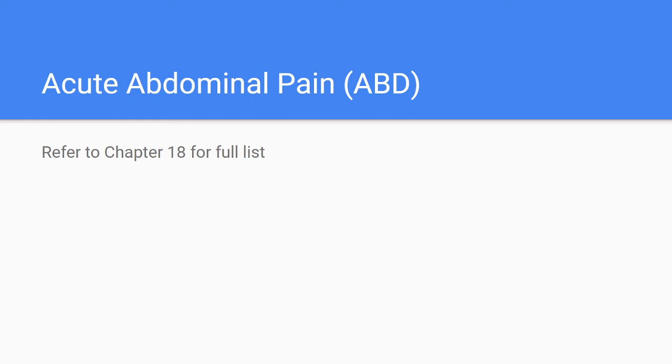pancreatitis, which is inflammation of your pancreas. Appendicitis will be inflammation of your appendix. Gastrointestinal hemorrhaging will be acute or chronic. But the big things you got to remember is your upper GI bleeds.